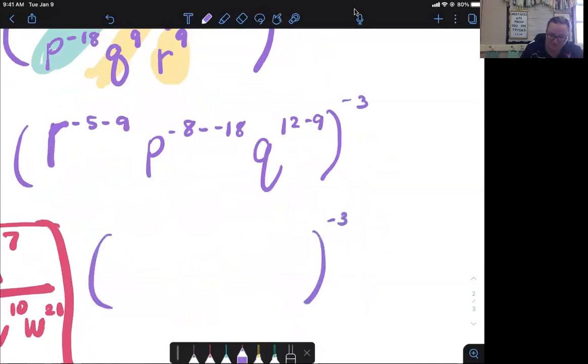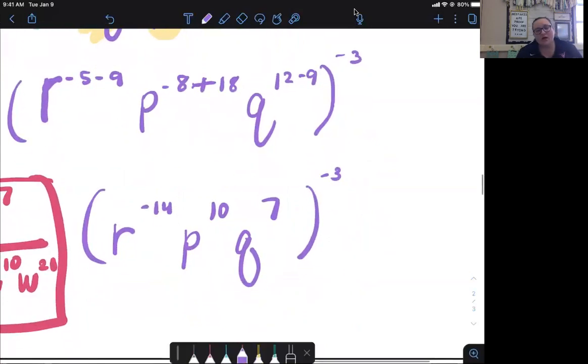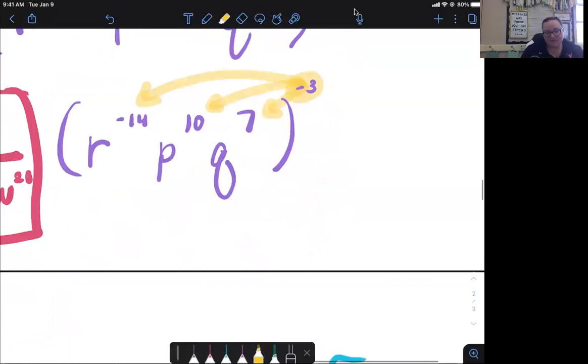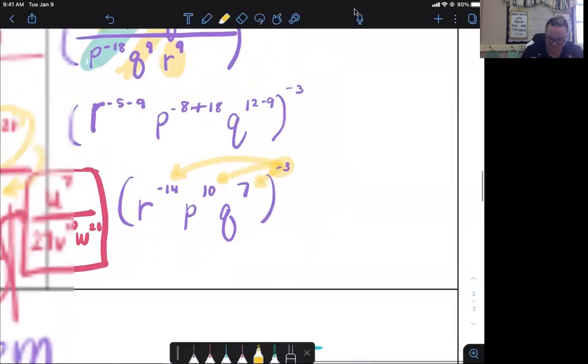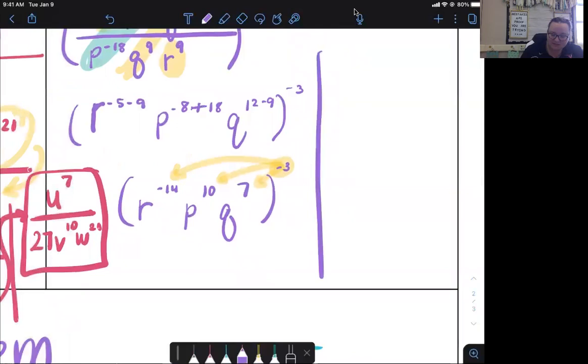Okay, let's simplify what's in the parentheses here. -5 minus 9 would be -14. -8 minus a -18, that's positive. That'll be to the 10th. And then q to the 12 minus 9 is 7. Before I take care of my negative exponent here, instead of doing that, I'm going to go ahead and take this -3 and I'm going to apply it to each of these. So I'm taking r to the -14th to the -3rd. I'm taking p to the 10th to the -3rd and q to the 7th to the -3rd.